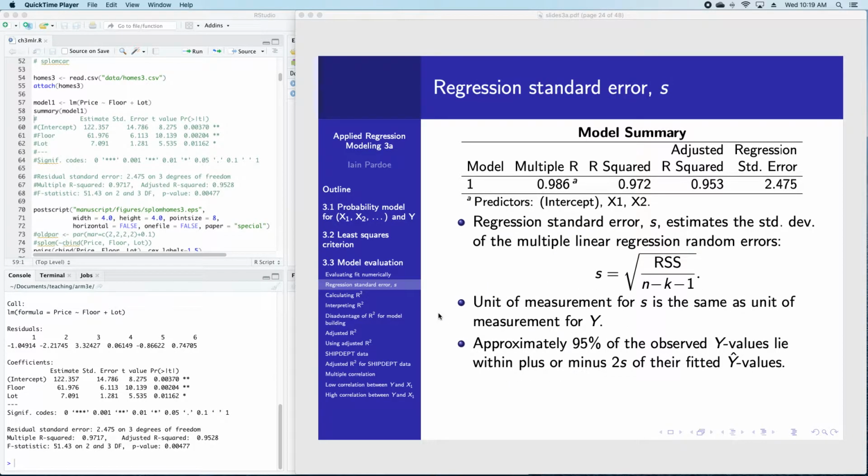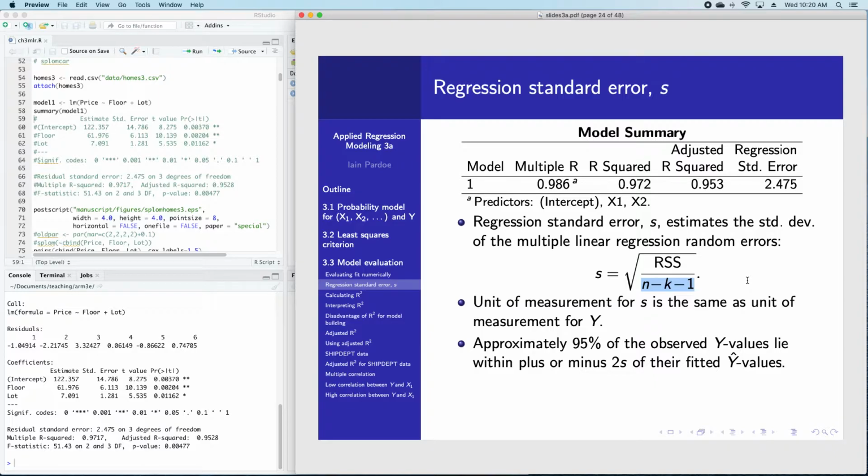But for this video, we're going to focus on the regression standard error S. So the formula for the regression standard error S is given here. It's the square root of the residual sum of squares divided by n minus k minus 1. If we remember back to simple linear regression, we had a similar formula, only the number in the denominator was n minus 2. Now it's n minus k minus 1 because we have k predictors.